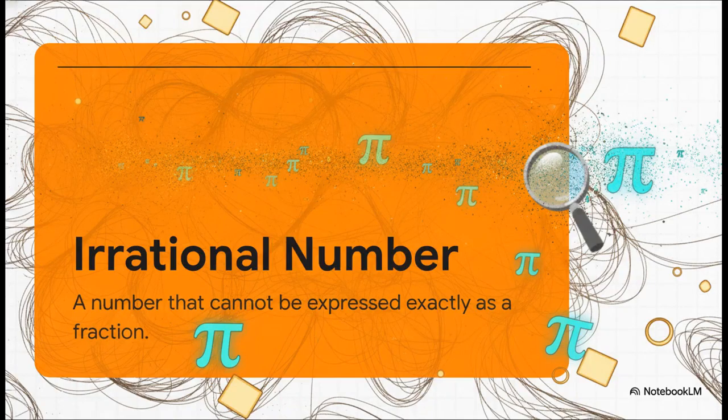But by contrast, irrational numbers, like pi, they are the messy ones. They can literally never become perfect fractions. Their decimals just go on forever without ever repeating. You just can't contain them neatly.